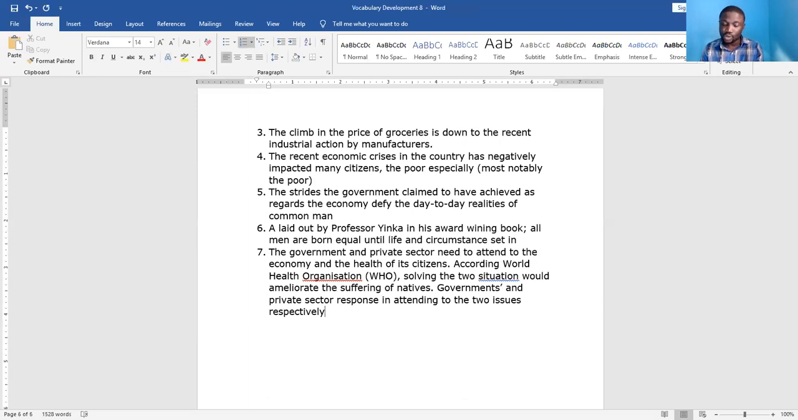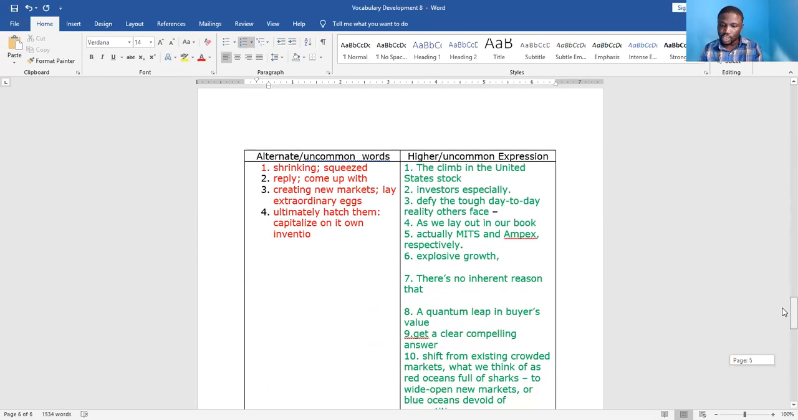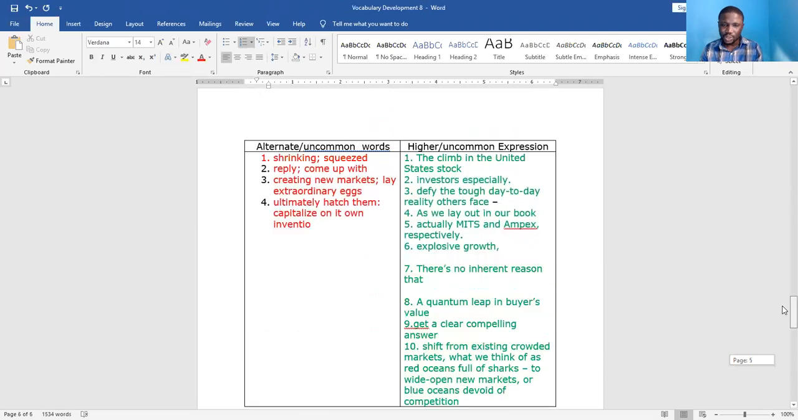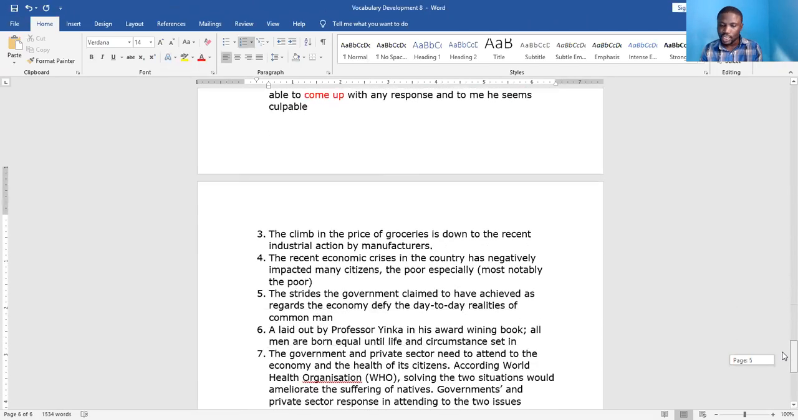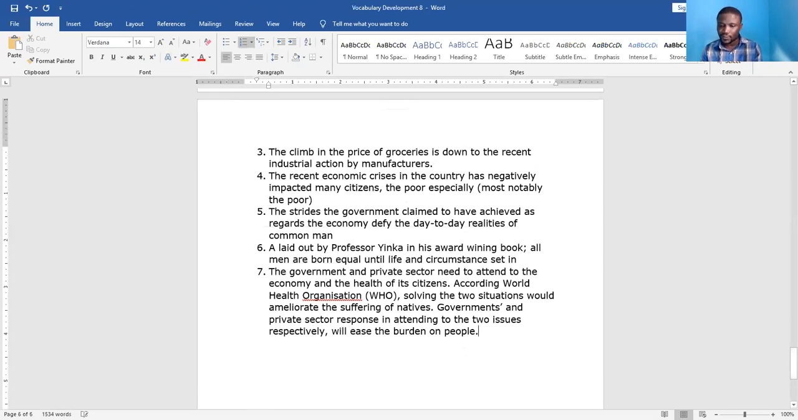Okay, in attending to the two issues respectively will ease the burden on people. Okay, that was a long sentence because I was trying to just find a way to use the respectively. It took me a long time. Okay, but now let's go into which other one. We have given the example like explosive growth, the quantum leap in buyer's value.